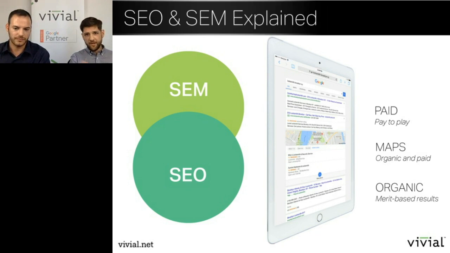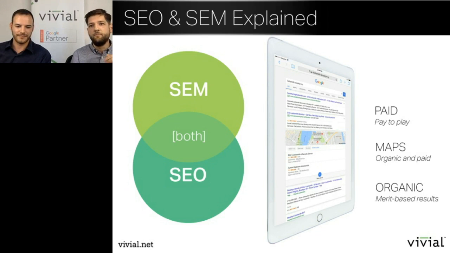And then below that, just to recap, when we talk about organic, that's really the SEO side of things, search engine optimization. And then where we have the overlap is with the map section, which has essentially a bit of both tactics involved in getting your business inside that map section for a local search.